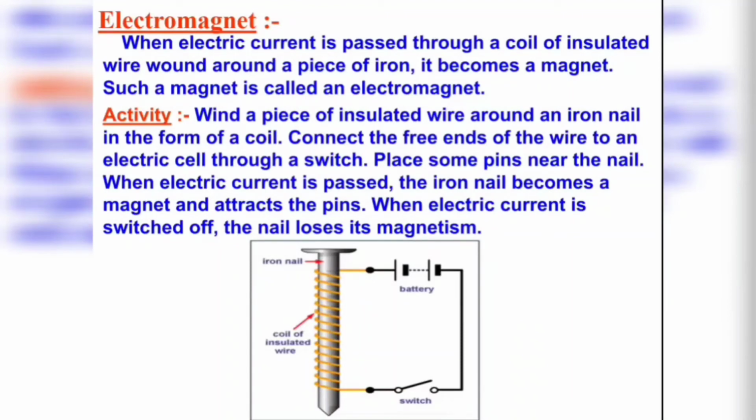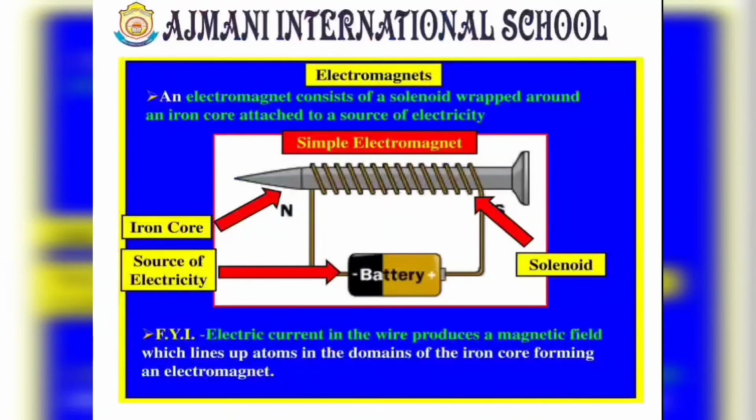When we bring some pins to it, these pins get attracted to the iron nail, and we reach the conclusion that passing an electric current in a coil wrapped around an iron piece makes the iron piece magnetic, and hence it starts behaving like a magnet. And when the electric current is switched off, the nail will lose its magnetism. Now, let's see how it looks. If you observe the picture, the whole electromagnet can be seen, where it consists of a solenoid wrapped around an iron core and attached to a source of battery with some wires.